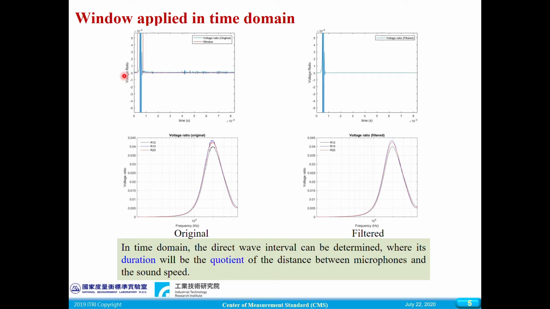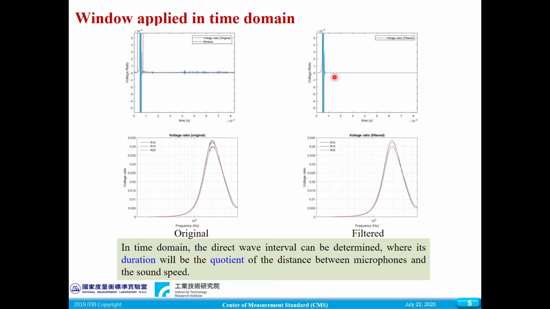By applying the window, we can obtain the clean time signal, where the length of the window can be determined by the distance between microphones divided by the sound speed at the calibration condition. Here, we preset the middle of the window to be at the maximum value of the first wave, and it can be adjusted manually if the result deviates obviously from the original signal.